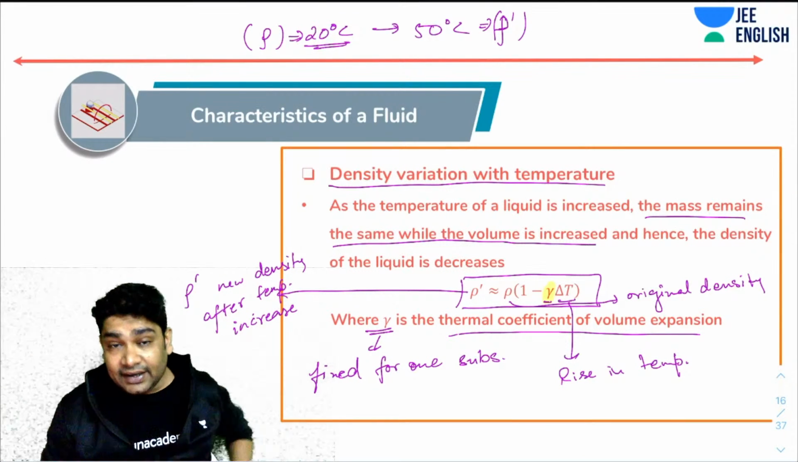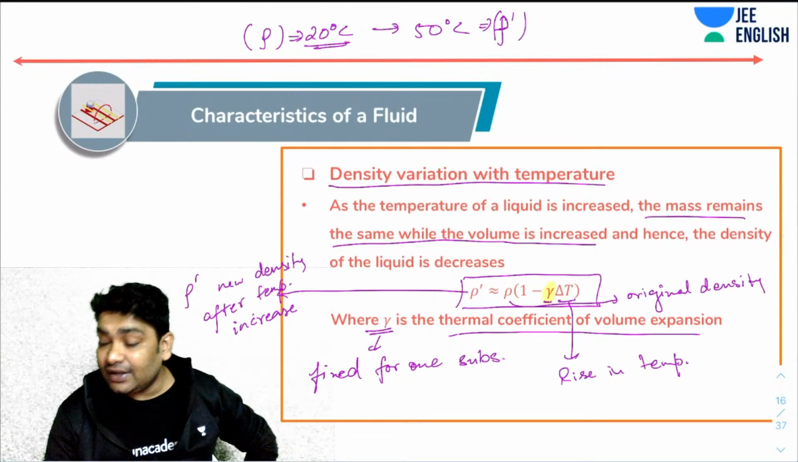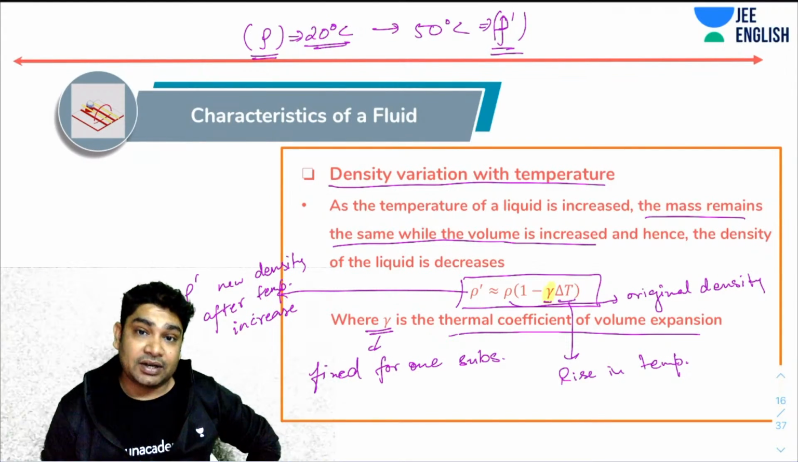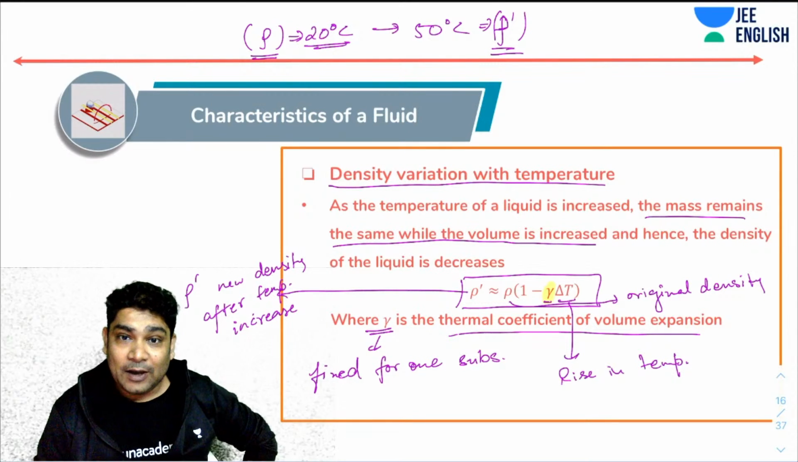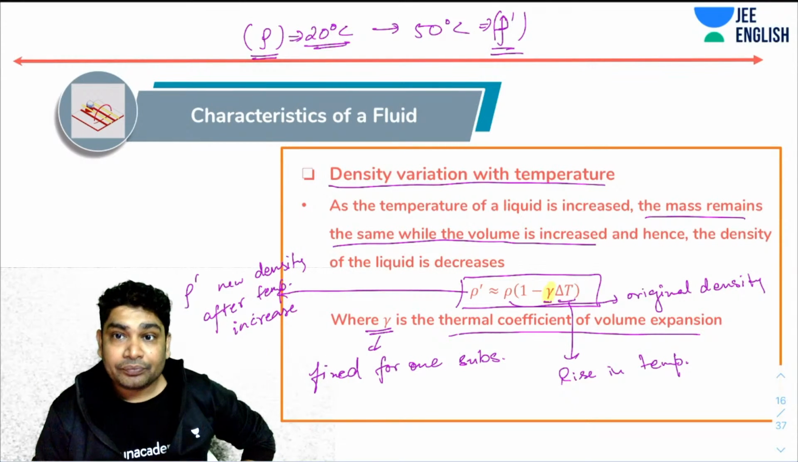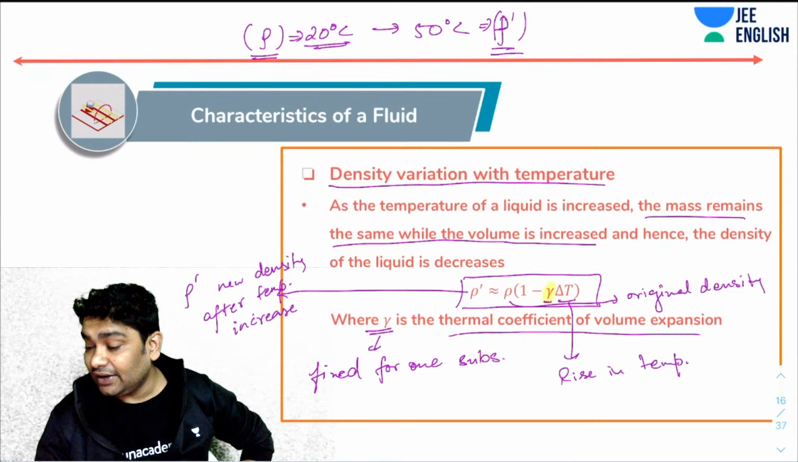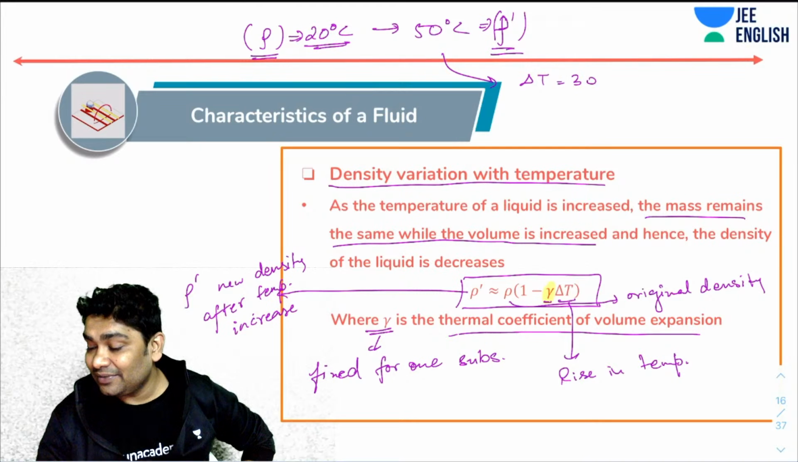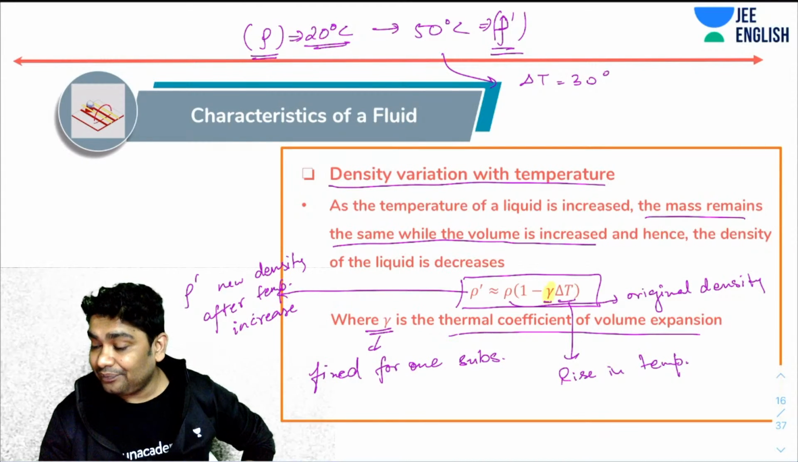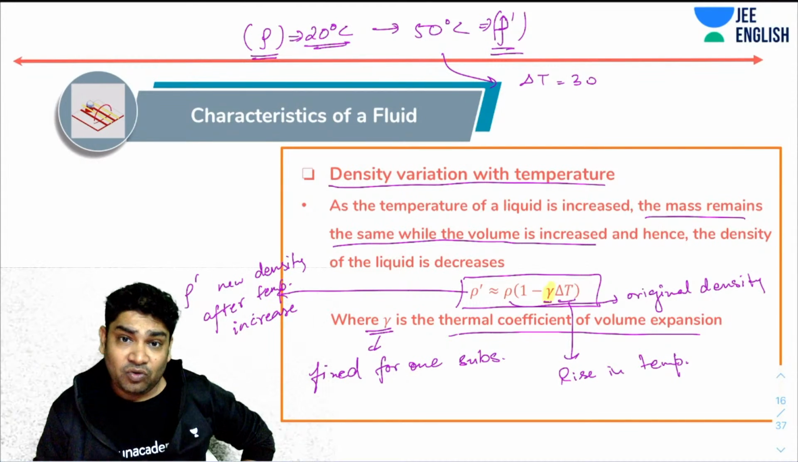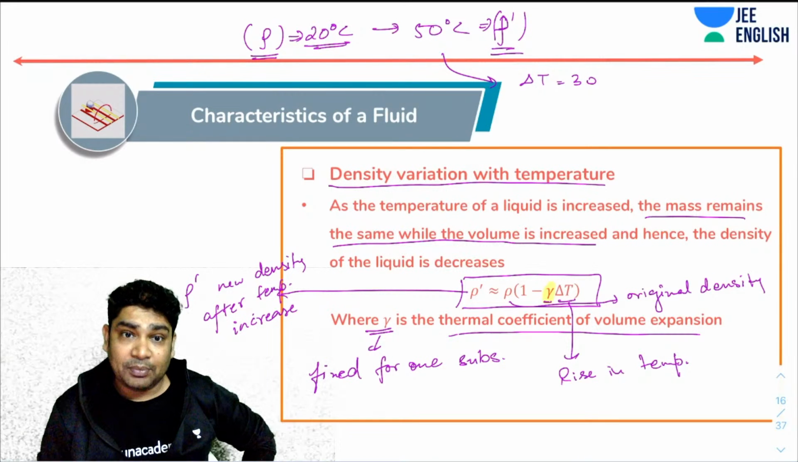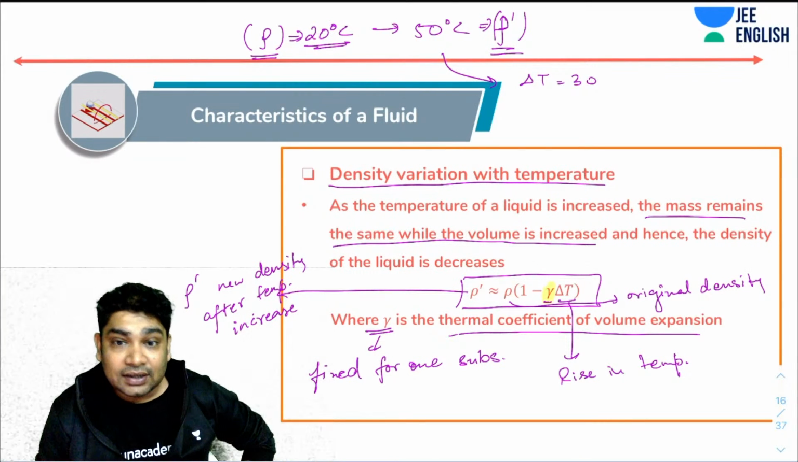So this formula basically relates the density before temperature rise and the density after the temperature rise. Okay, I hope that is clear. And of course here delta t in this case would have been 30 degrees. Okay, and gamma would be the fixed constant for that material. Okay, I hope that is clear.